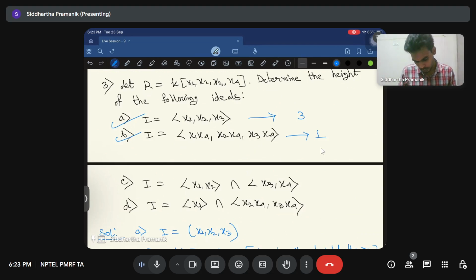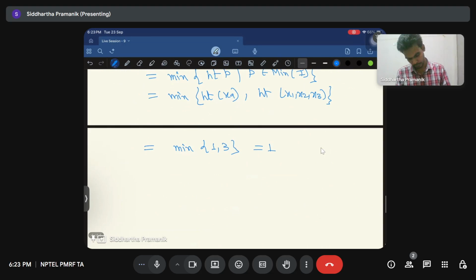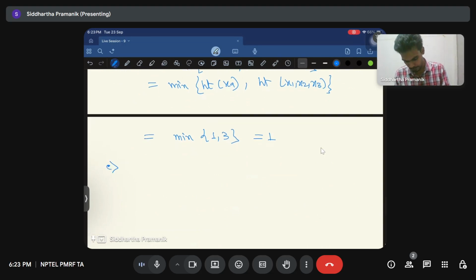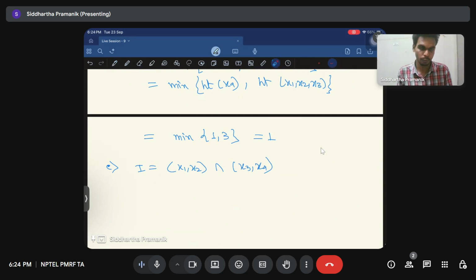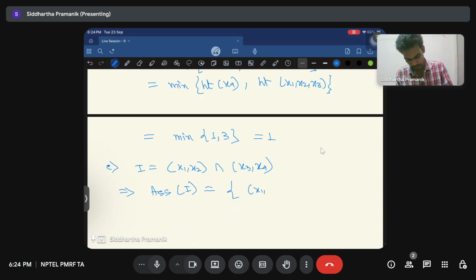Okay, now let's do the third one. The third one is very simple. This is the ideal generated by x1, x2 intersection the ideal generated by x3, x4. This is already given in primary decomposition form. So this will imply the associated primes of I are x1, x2 and x3, x4. In fact, these are the minimal primes of I.